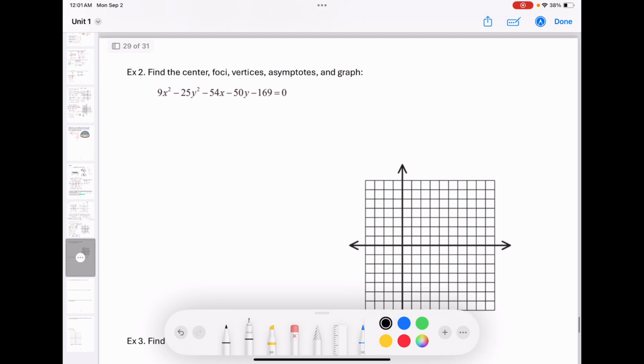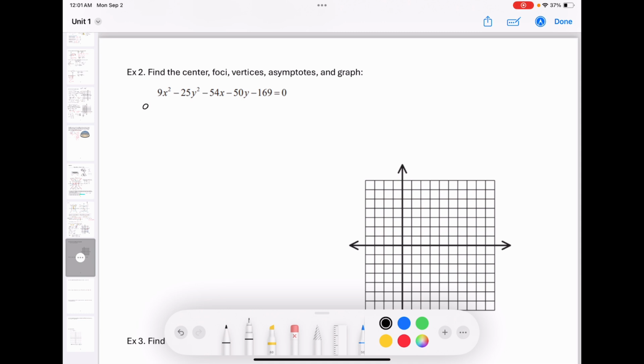Okay, let's see example 2. Find the center, foci, vertices, and asymptotes, and graph the hyperbola. So this one is a little bit difficult because it's not a standard form. I don't have a perfect square, so I need to construct a perfect square for the x and for the y. Let's group the x together.